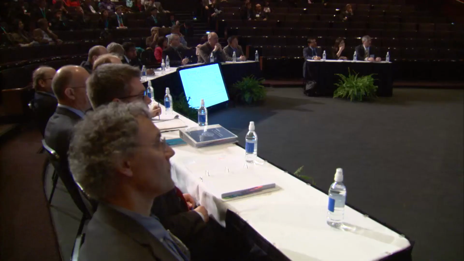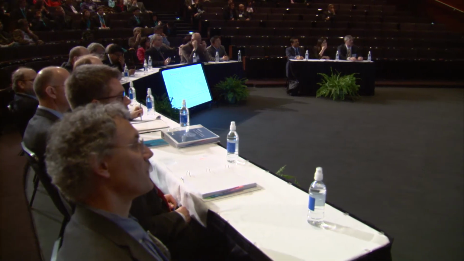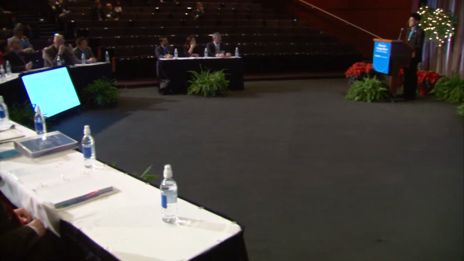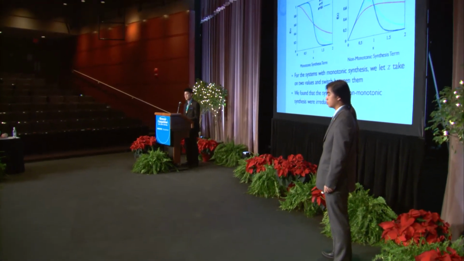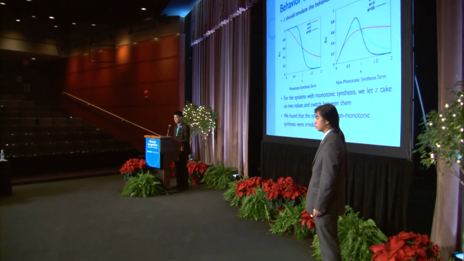Now given that we have 2 types of synthesis, monotonic and non-monotonic, it also follows that the behavior of z should be divided into 2 cases as well. So for the monotonic case, notice that as n approaches infinity, the monotonic synthesis term approaches a stepwise function. Thus, for this case, we simply have to let z take on 2 values and have it switch between them to serve as our reduction. Now for the non-monotonic case, as n approaches infinity, the term approaches a piecewise function. Consequently, we found that these types of systems were irreducible.